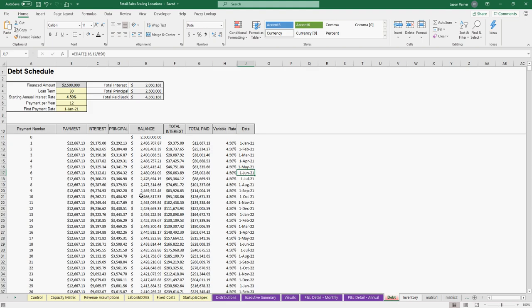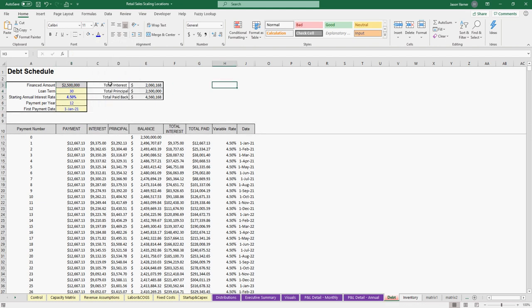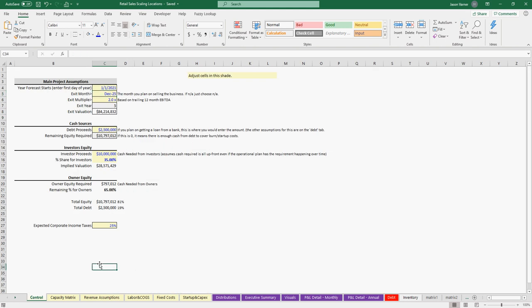Debt schedule's really simple, based on debt proceeds on the control tab and your inputs here, which, oh, these should be blue. You can change these, whatever makes sense. You can change the payment date as well. And that's it.